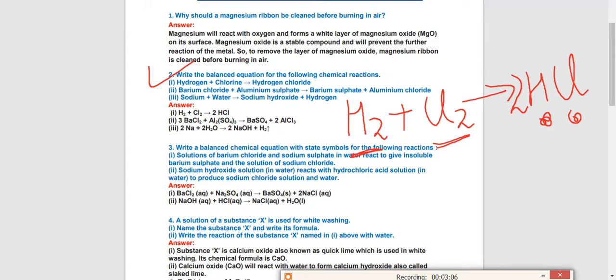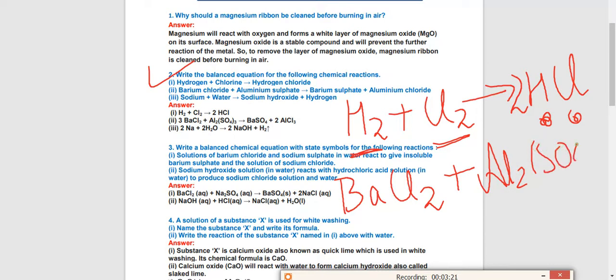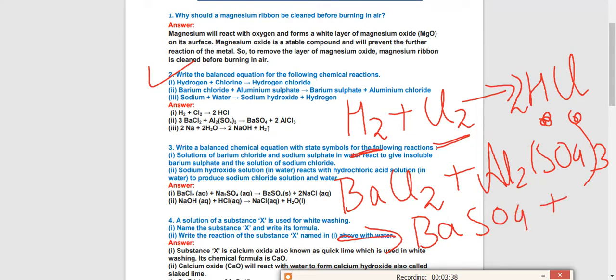Now the next question, barium chloride. So what is the formula of barium chloride? BaCl2. Now it will combine with aluminium sulfate. So what is the formula of aluminium sulfate? Al2(SO4)3. Now see, it is an example of a double displacement reaction. Barium will combine with sulfate, so we will get barium sulfate, BaSO4, along with that we will get aluminium chloride, AlCl3.